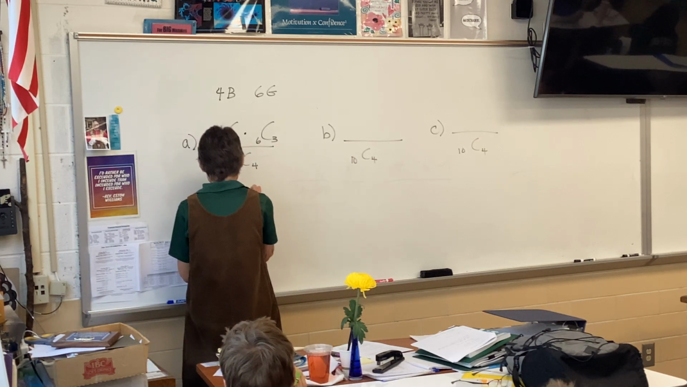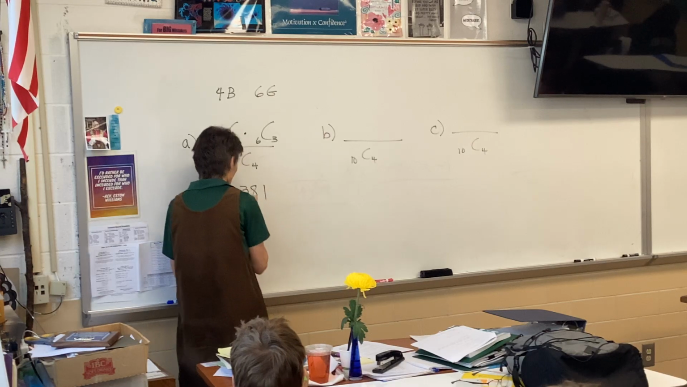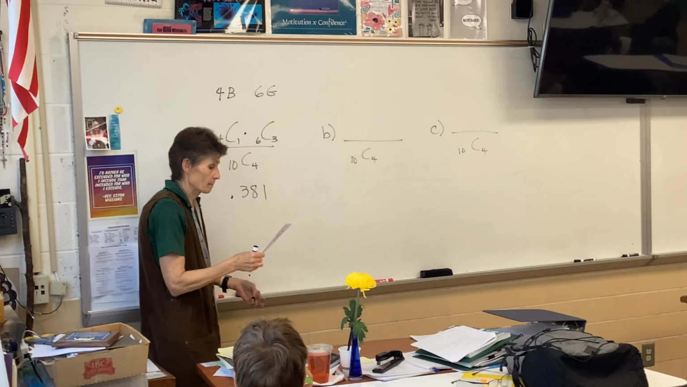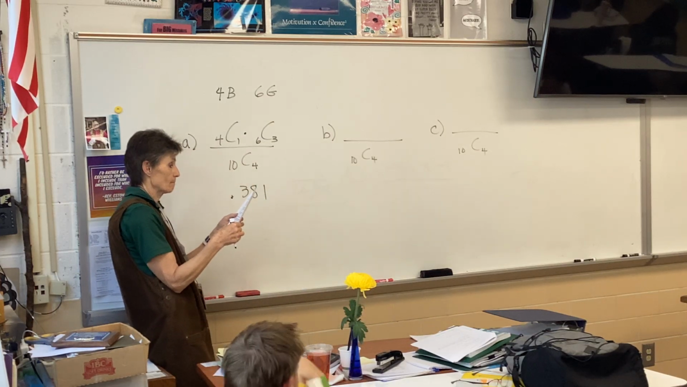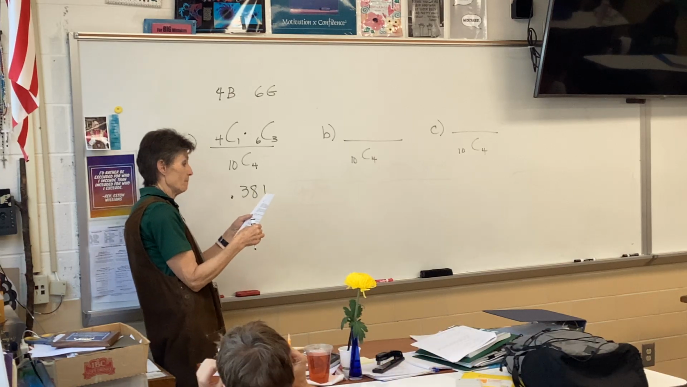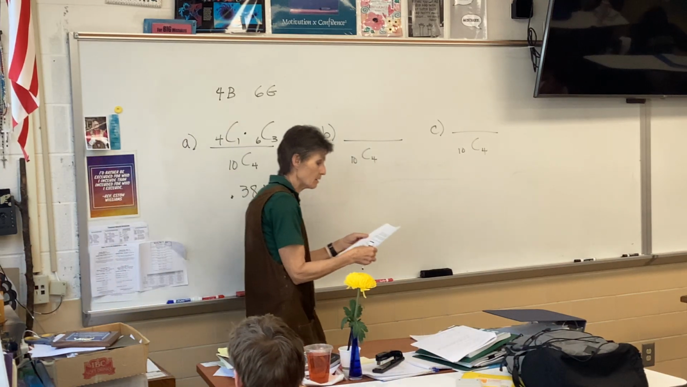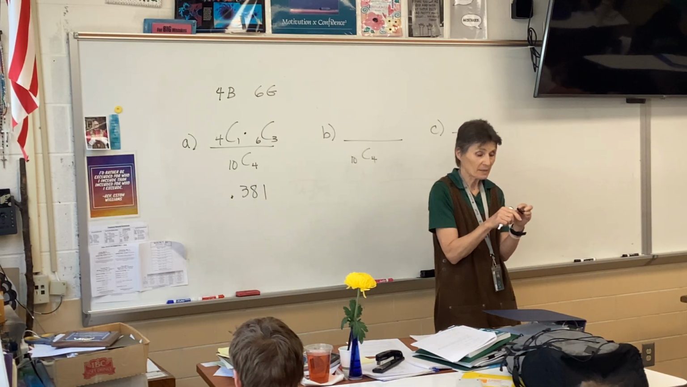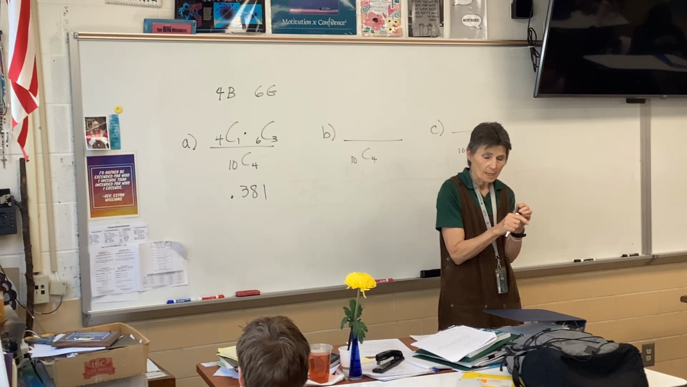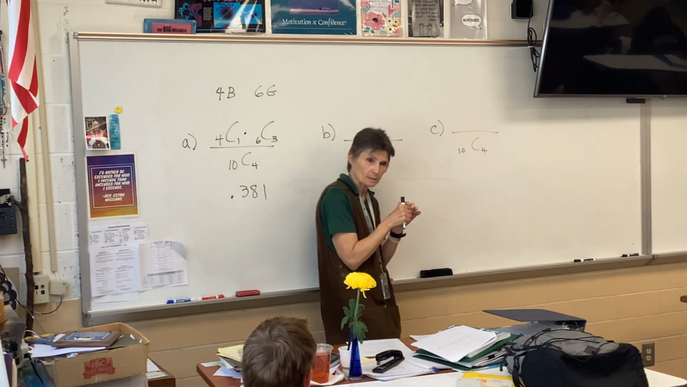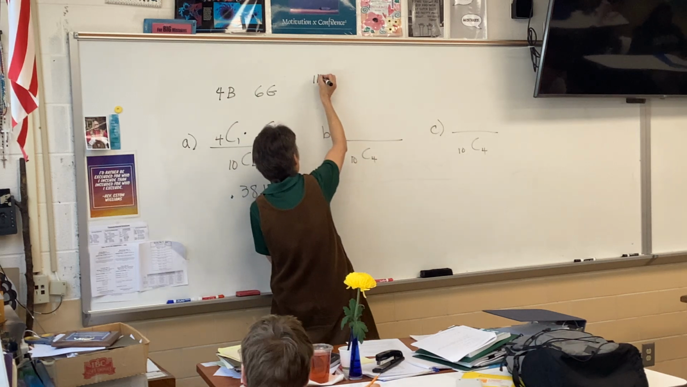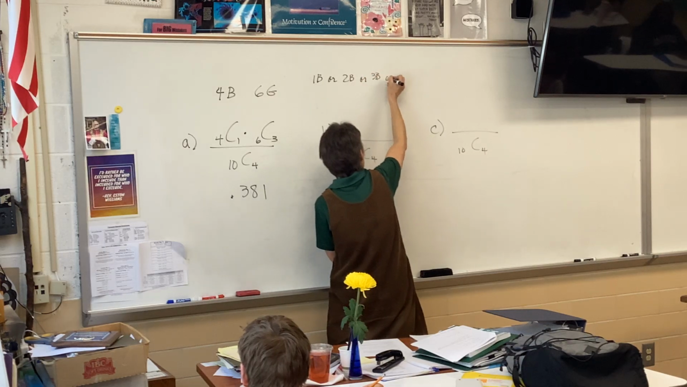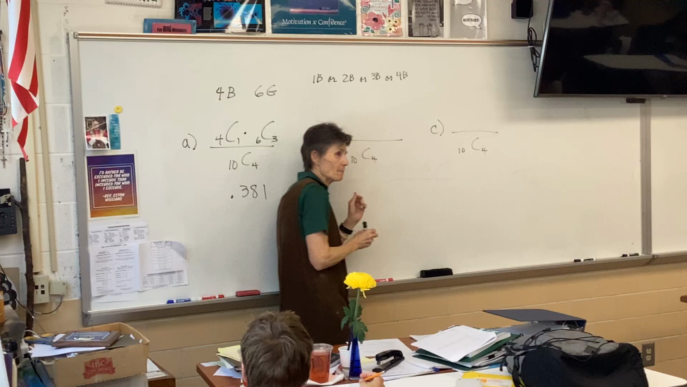Looks like about 0.381. I round to the nearest thousandth. 0.381. B. What is the probability that I'll get at least 1 boy? Now let's think about that for a minute. I'm picking 4 kids, and I want at least 1 boy. So doesn't that mean I need 1 boy, or 2 boys, or 3 boys, or all 4 boys? Isn't that what that means?